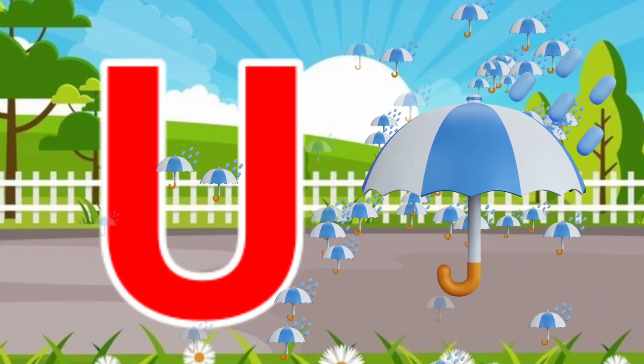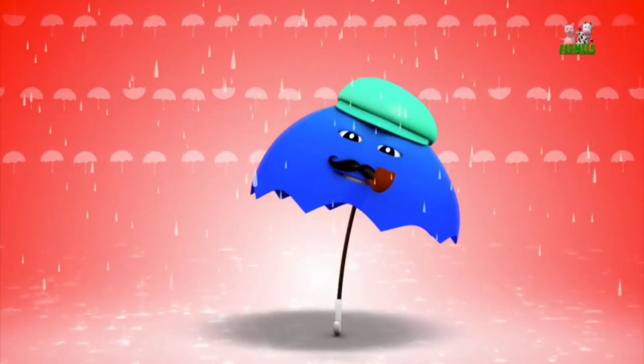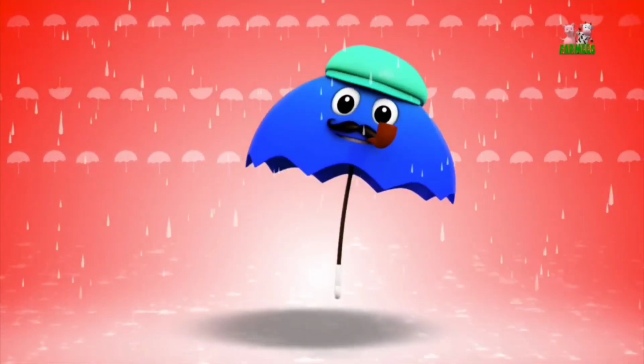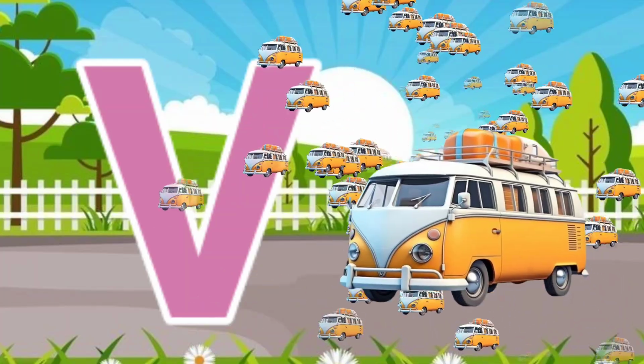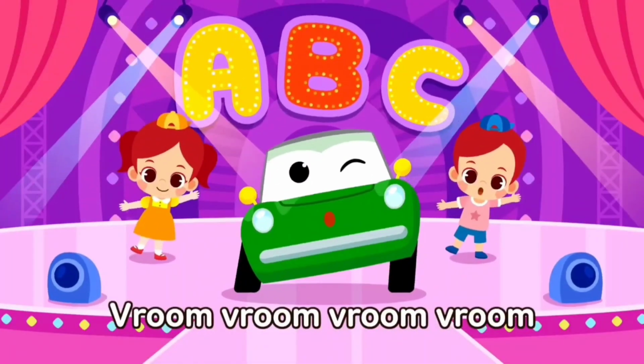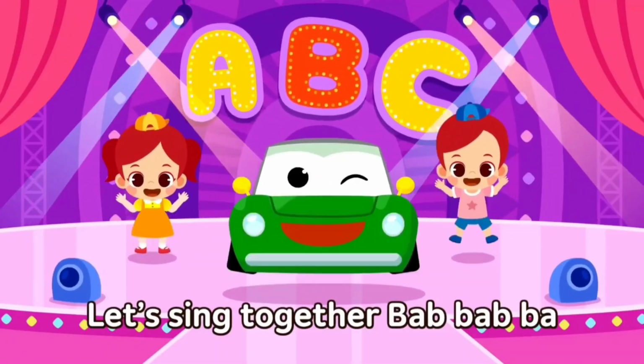U for umbrella. Daddy finger, where are you? V for van. Vroom, vroom, vroom, vroom. Let's sing together, pa pa pa.